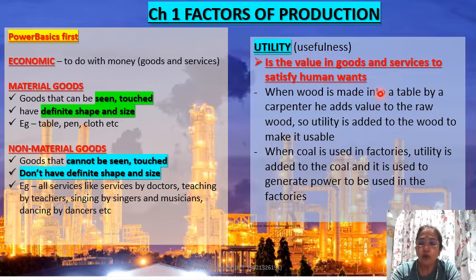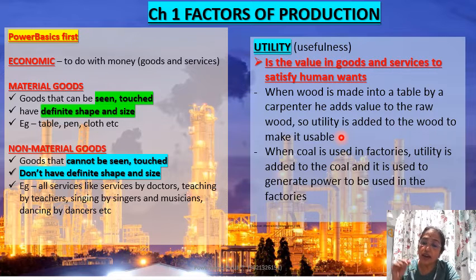So, when wood is made into a table by a carpenter, he adds value to the raw wood. So, utility is added to the wood to make it usable. To make something usable, you add utility to it. This chair would not have been there if a piece of trunk of a tree was not there for a carpenter to chop it off and make this chair. So the carpenter added value to the tree trunk by converting it into a chair.